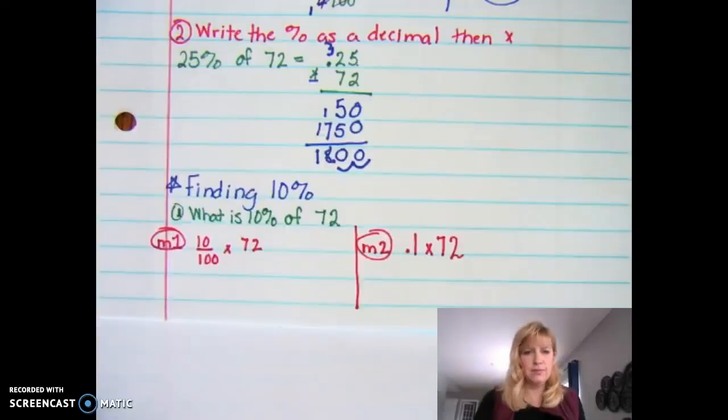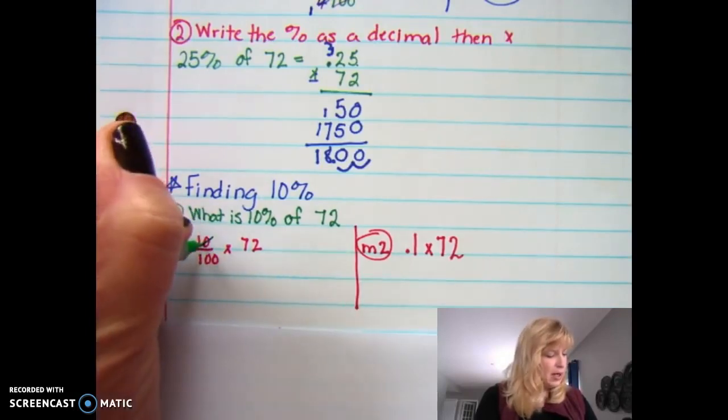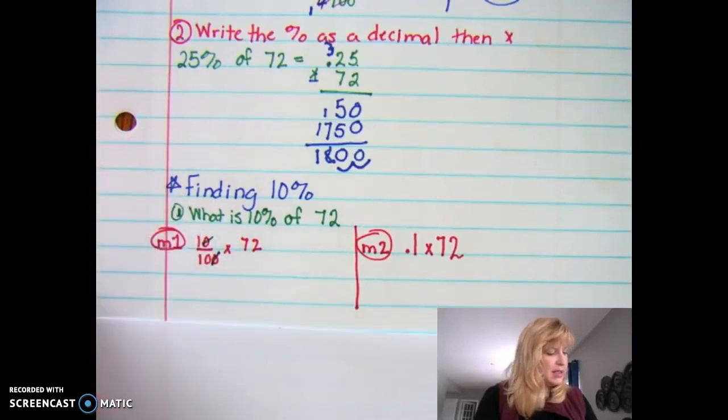regarding percent. The next thing I want to do is talk about finding 10%. We're going to try both methods and see how they come out, and notice a pattern about what happens when you multiply any number by 10%. So right here I have made 10% into 10 over 100. We already know that we can take a 0 off to reduce that fraction, so it ends up being 1/10 times 72.